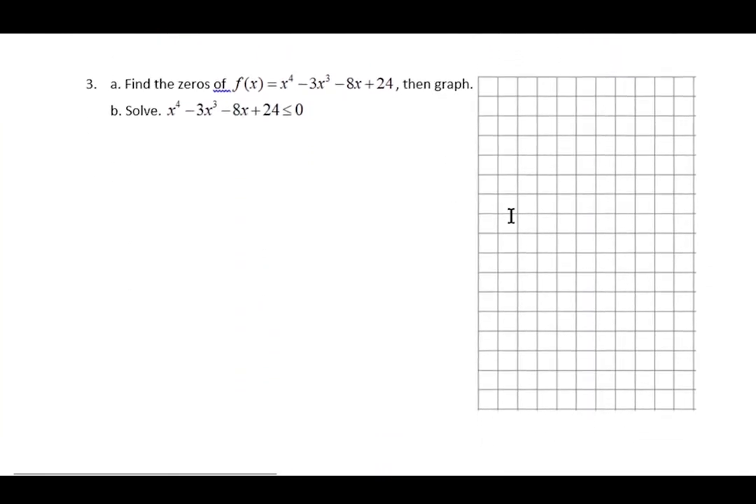Our final example, our final exercise. This is a bit more complex, so I want you to try this, and then we'll talk about it afterwards. So pause the video once again and try this.